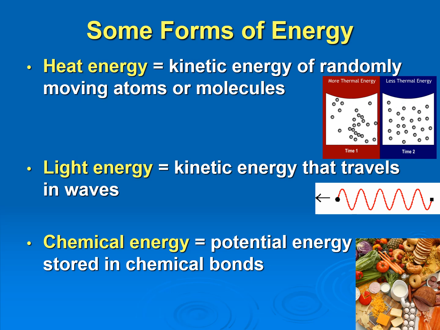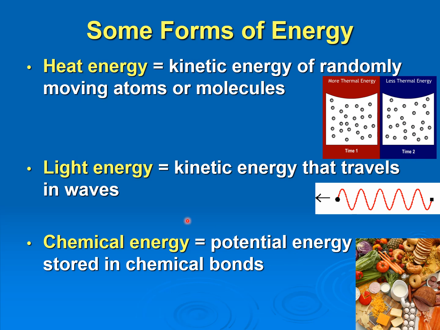Let's define these. Heat energy is just the kinetic energy of randomly moving atoms or molecules. We can see in this little animation some representations of heat energy. You can see our molecules moving around randomly. The picture on the left has more heat energy because the molecules are moving faster than the picture on the right, where the molecules are moving slower and have less heat energy.